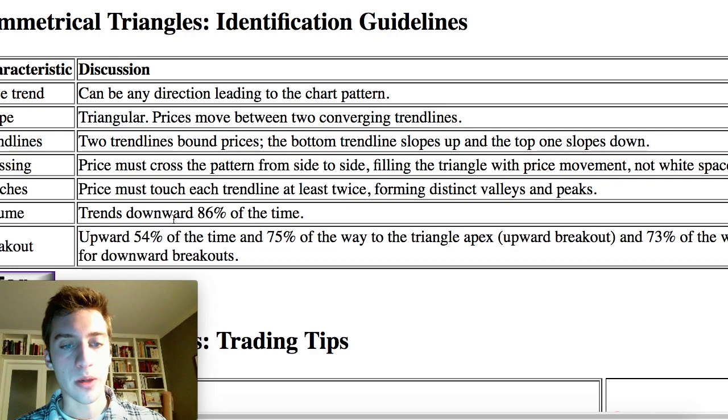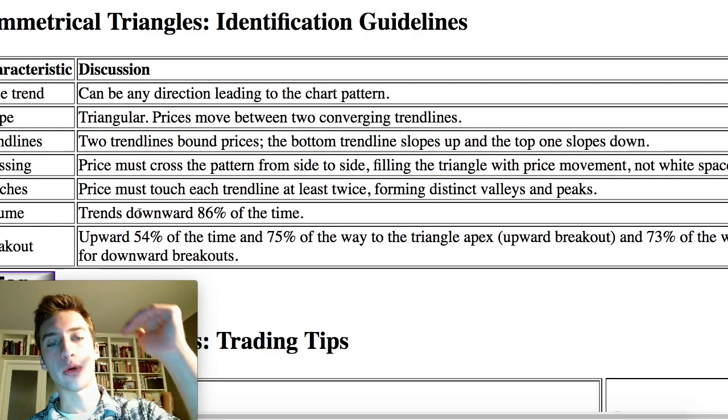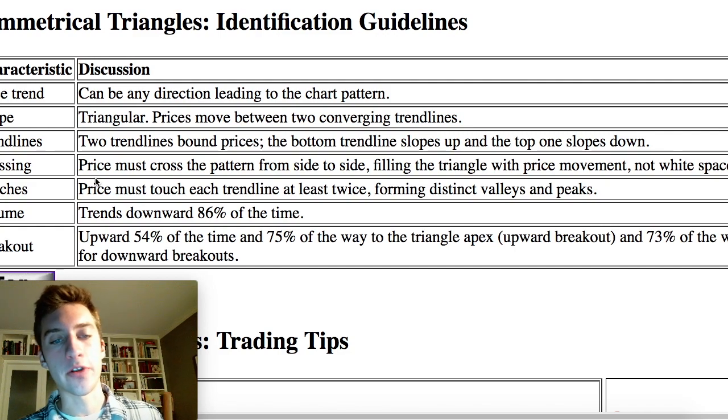So these numbers here are coming from the US equity market and nowhere else, so you can take these numbers with a grain of salt. It's more important that you find the identification guidelines. But of course, as I said before, volume must be falling, meaning that as price contracts, you get that lowering resistance and that heightening support. Volume should be falling. And breakouts.